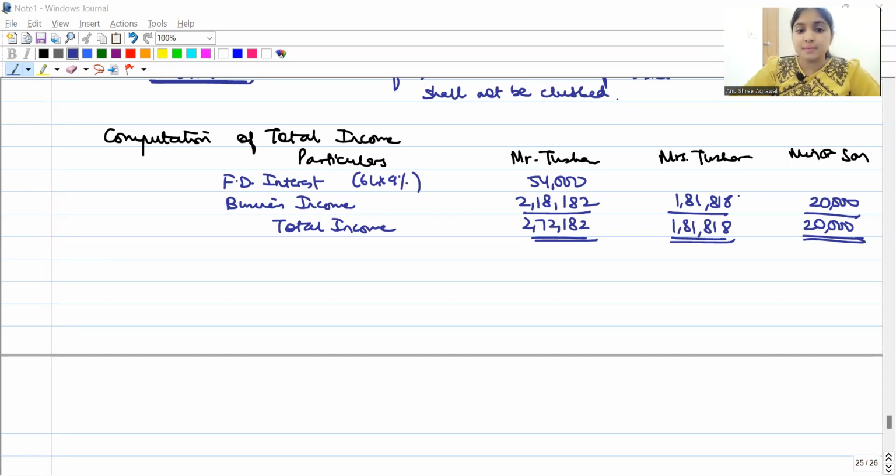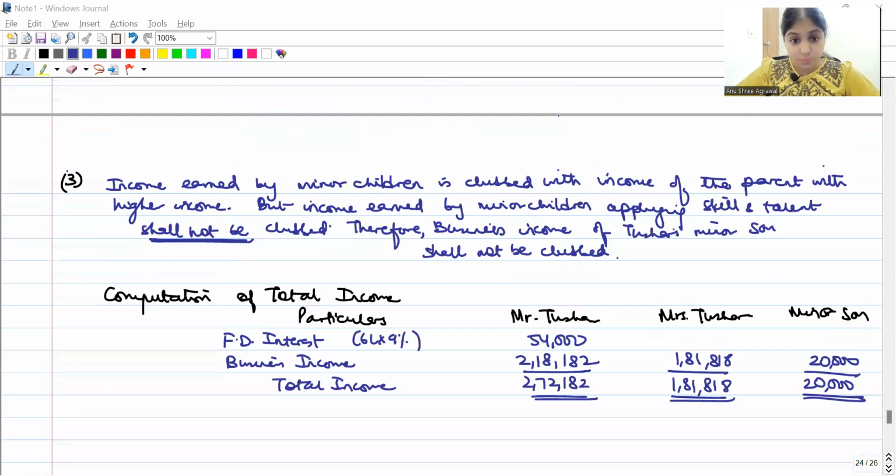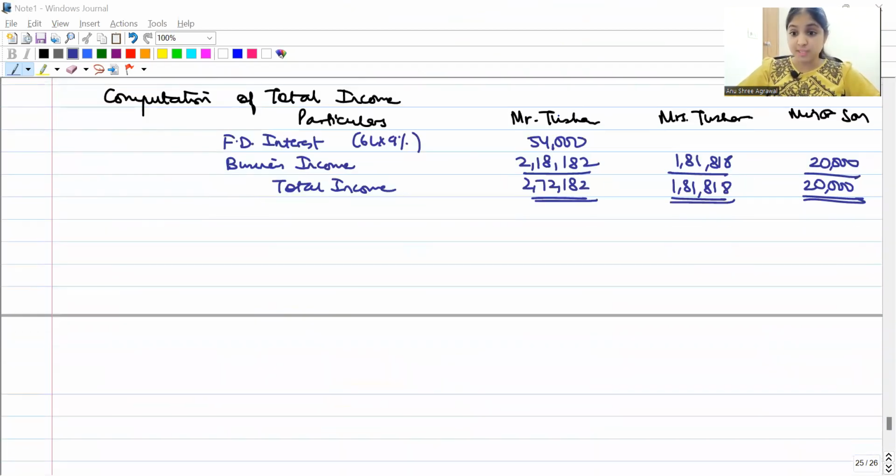Perfect understanding? Yes, any questions? Gaining the clarity, guys? Yes, so with this, we are done with this question as well. We've properly examined the tax implications. We wrote our notes and then we also did the computation of total income. All right, can we close this question? Can we start question number 14 now?